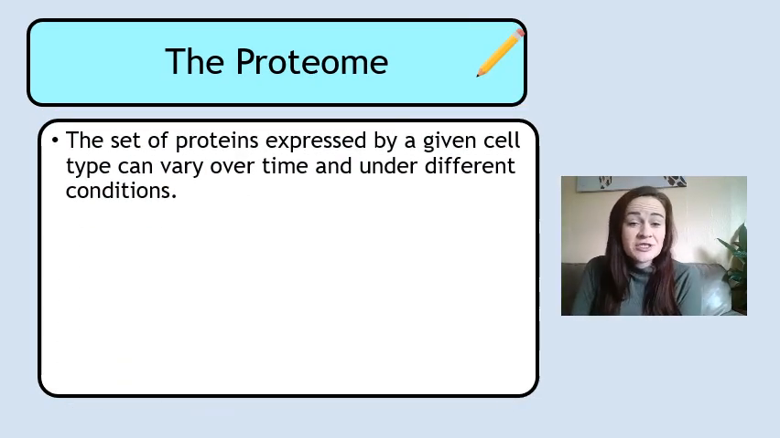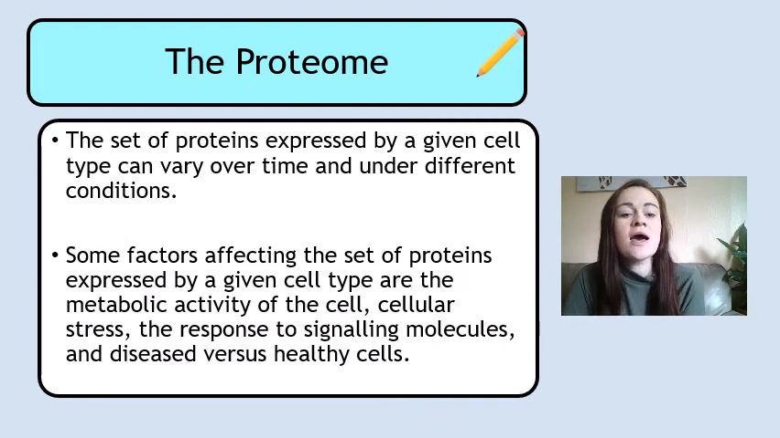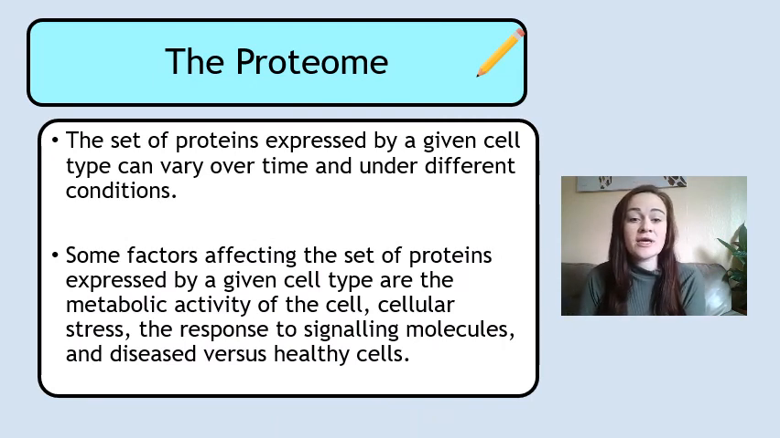The set of proteins expressed by a given cell can vary over time and in different conditions. Factors that will affect the set of proteins being expressed are the metabolic activity of the cell, cellular stress, response to any signaling molecules that might be present, and whether the cell is diseased or healthy.